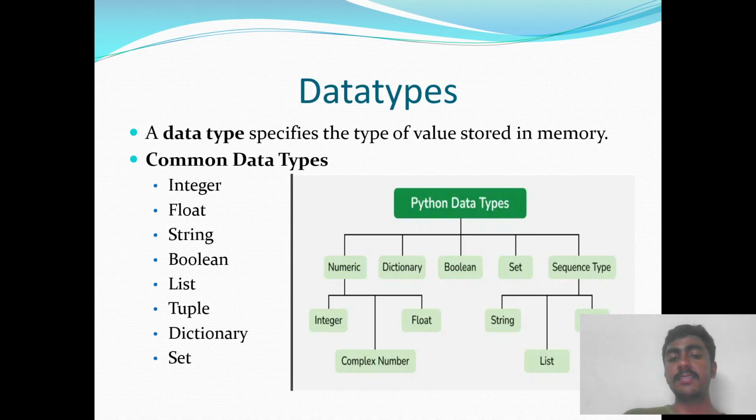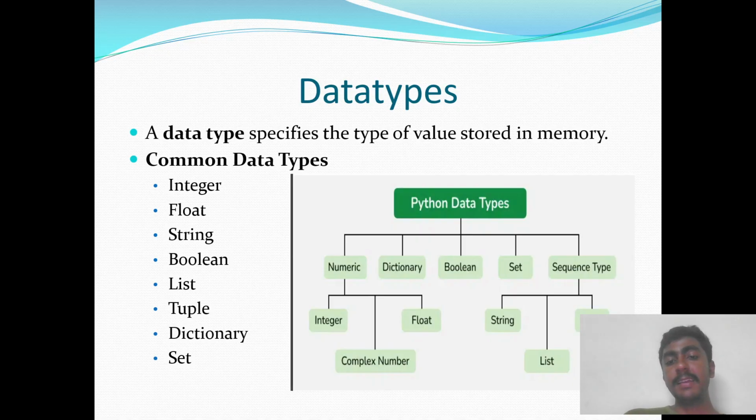A list is used to store multiple items in a single variable. Lists are ordered and mutable, which means they can be changed after creation. For example, marks equal to 85, 90, 78, 92. These are in sequence and in an ordered way. Instead of creating four separate variables, you can store all the marks in one list. Lists are one of the most frequently used data types in Python.